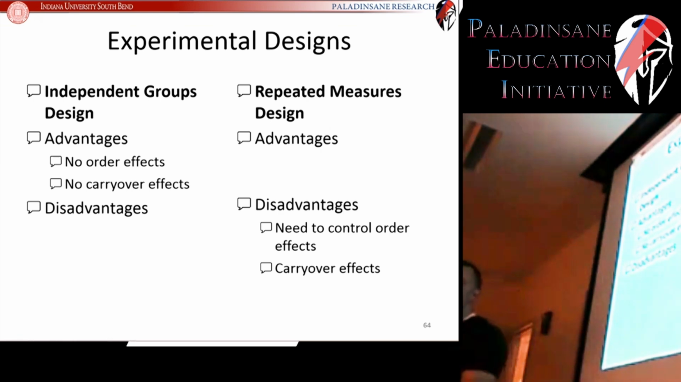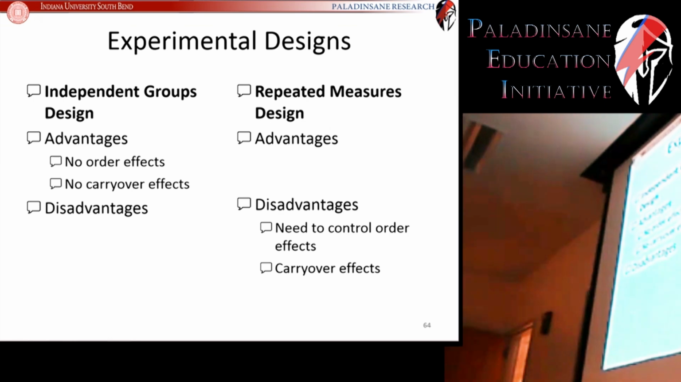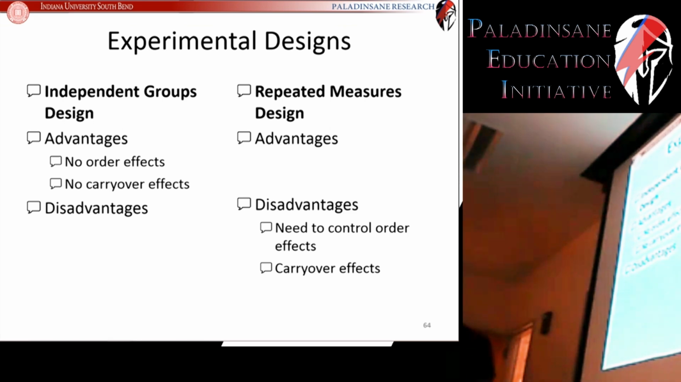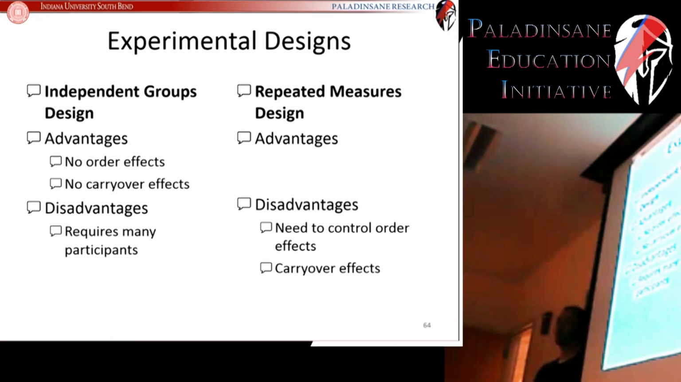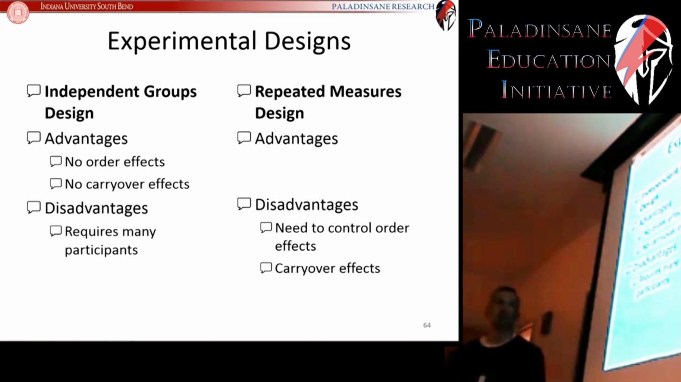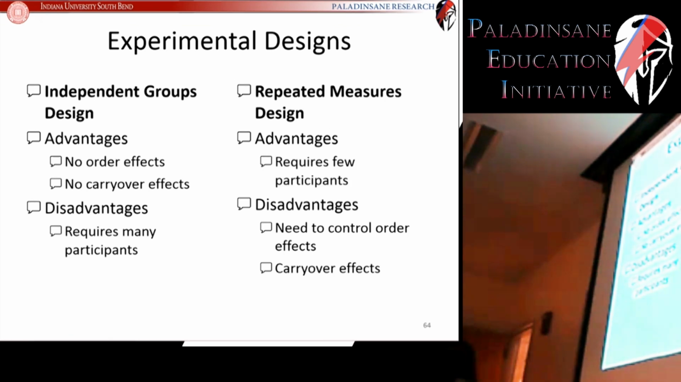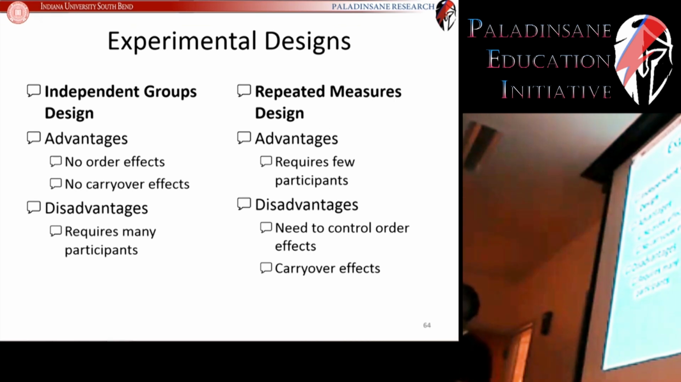All right, so far we've talked about the advantages for this and disadvantages for repeated. What are the advantages for the repeated measures and the disadvantages for the independent groups design? One of the big disadvantages for the independent groups design is that it requires many participants. And depending upon the design of your experiment, tons of participants. Whereas the repeated measures design requires much fewer participants.